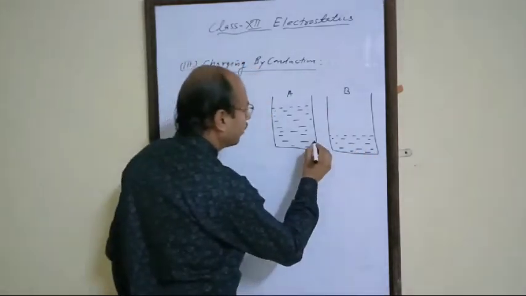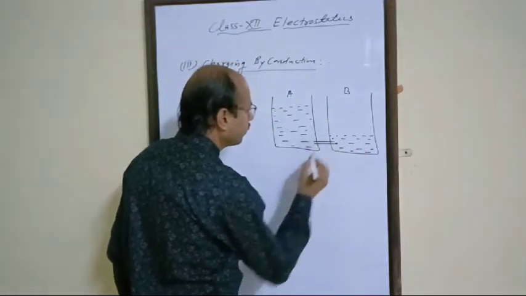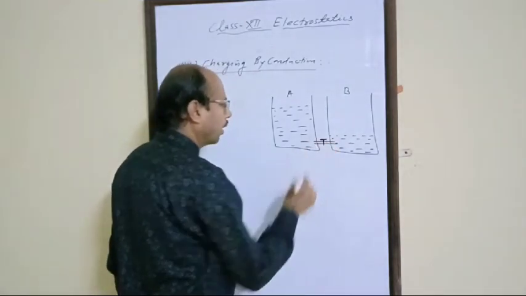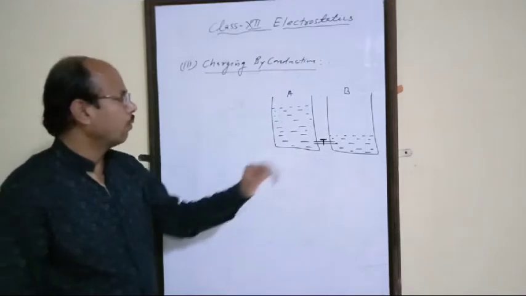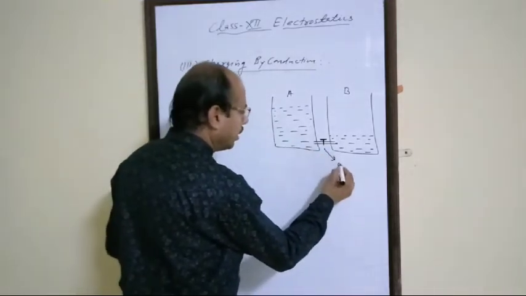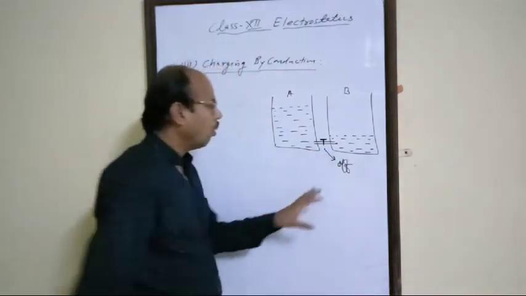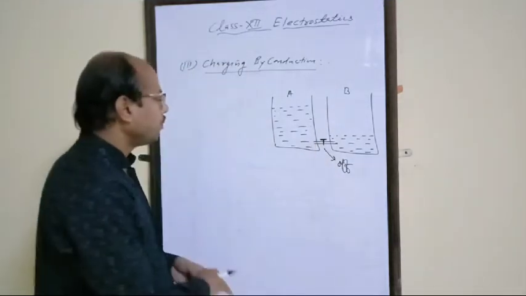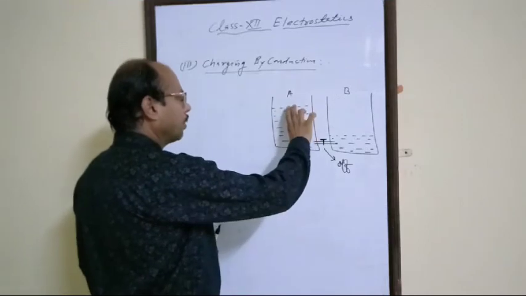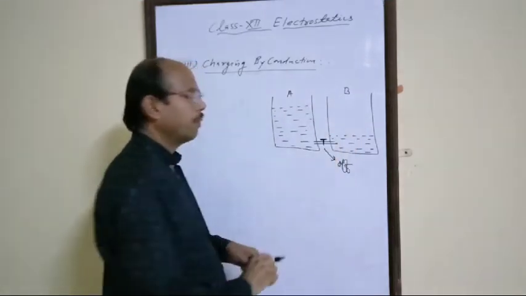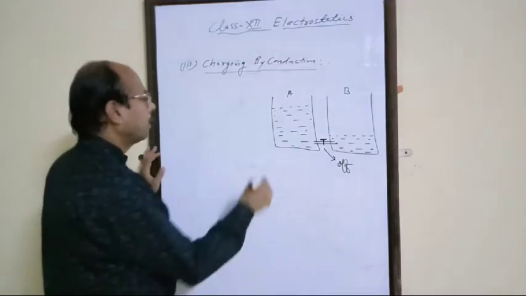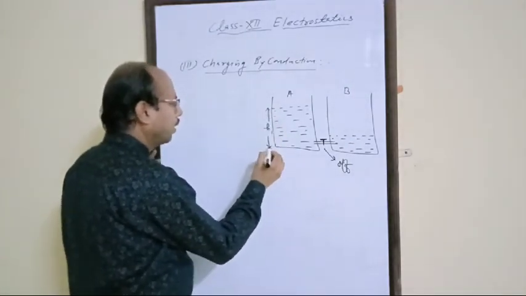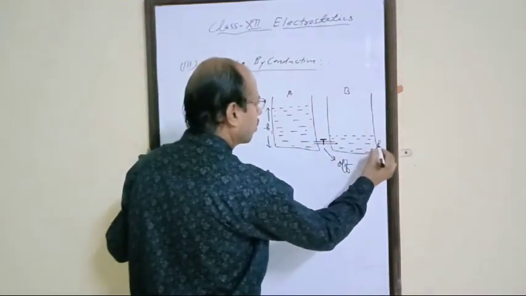And they are connected with the help of a pipe. And there is also one valve which can be on and off. Initially the valve is in off position. A is having this much level of water, B is having this much level of water. Let us suppose this height is h1 and this height is h2.